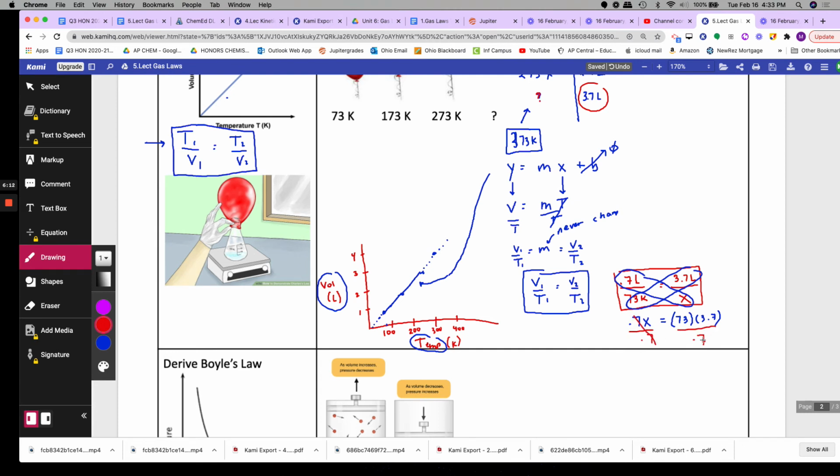Let me grab my calculator. So you have 73 times 3.7 divided by 0.7 equals 386. So X is equal to 386 kelvins, which is pretty close to what we predicted. So this is how we derived Charles' law, and this is how we use it.